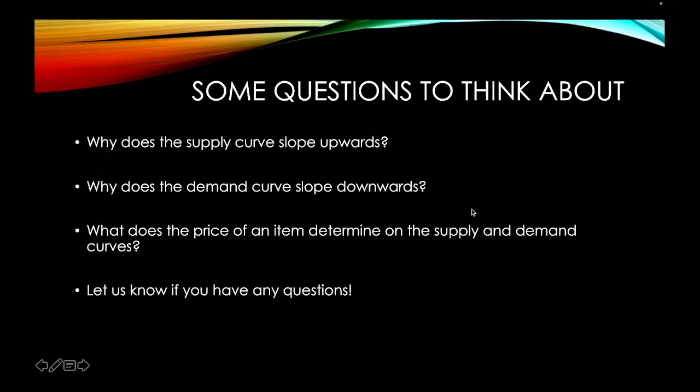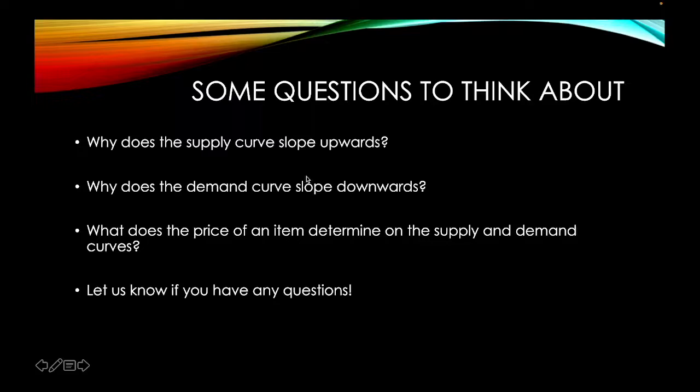All right. So some questions to think about. Why does the supply curve slope upwards? You can pause the video here, but these are pretty simple questions, so you could think about them yourselves first. So why does the supply curve slope upwards? It slopes upward because when price increases, producers will want to produce more, and when price decreases, producers will want to produce less, and that is according to the law of supply.